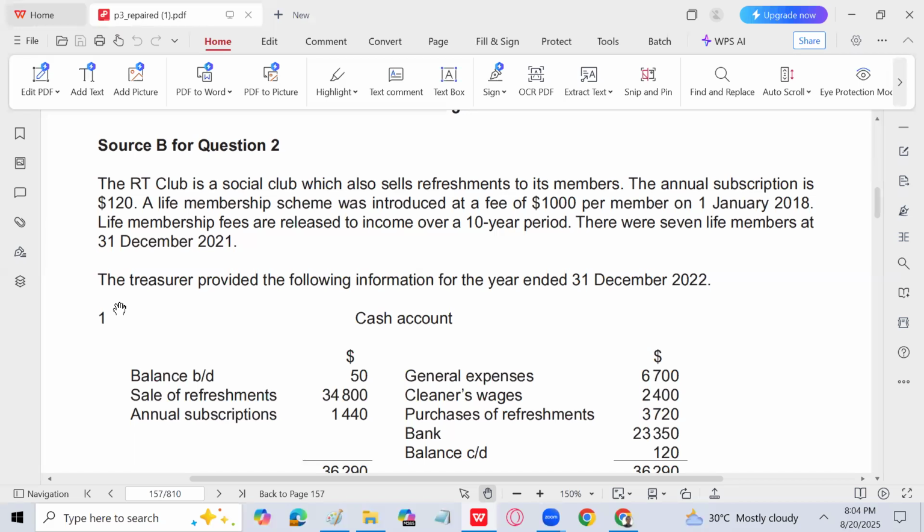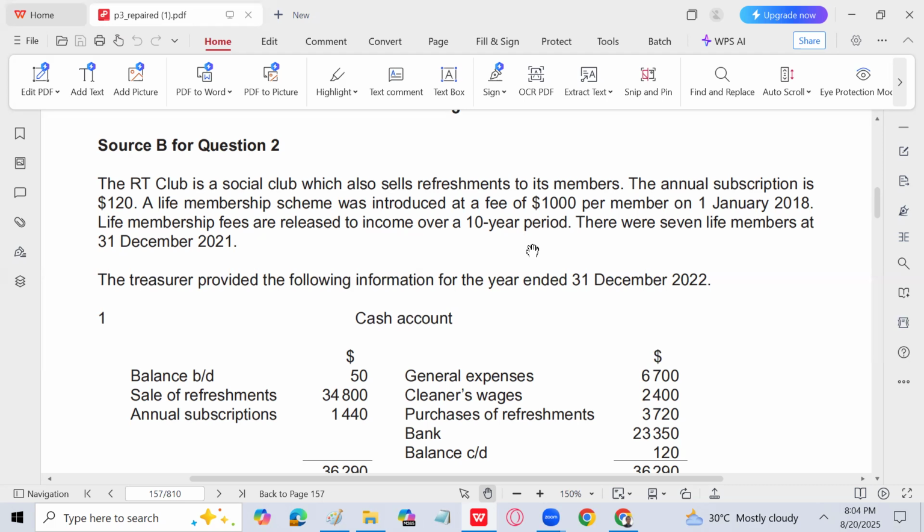The annual subscription is $120, so $120 per member is the annual subscription. Our life membership scheme was introduced at a fee of $1,000 per member on 1st January 2018. So we have a life membership which has been going on in the past, and the fee introduced in 2018 is 1,000 per member. We don't know about members at that time. Life membership fees are released to income over a 10-year period.